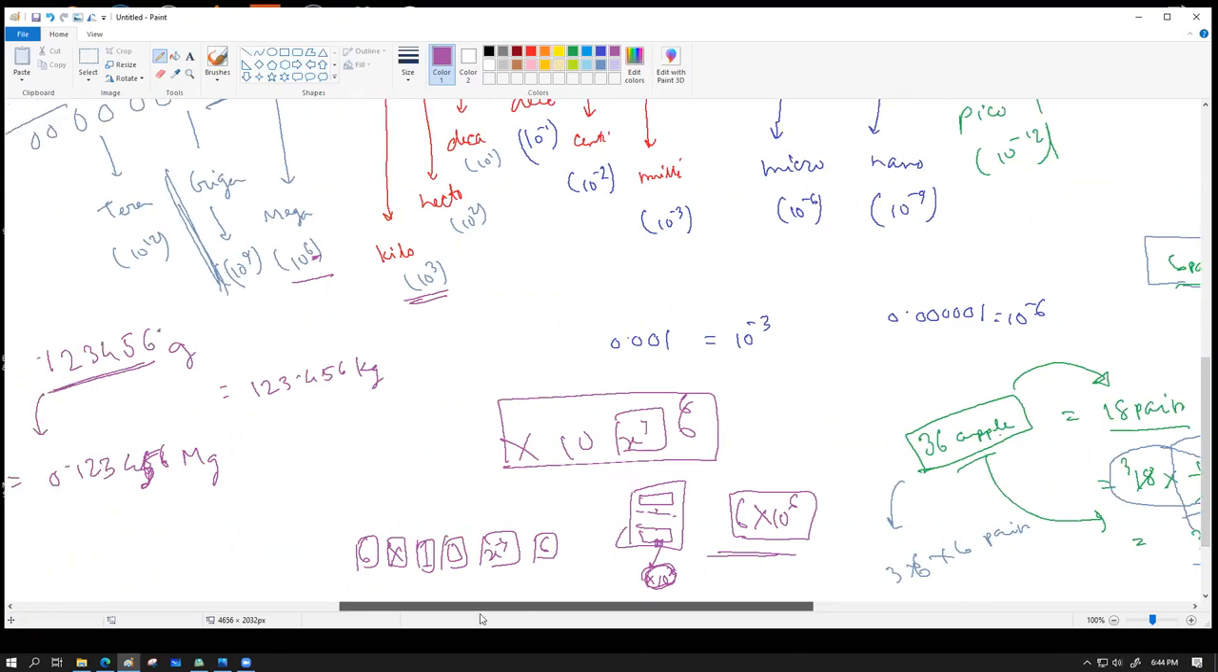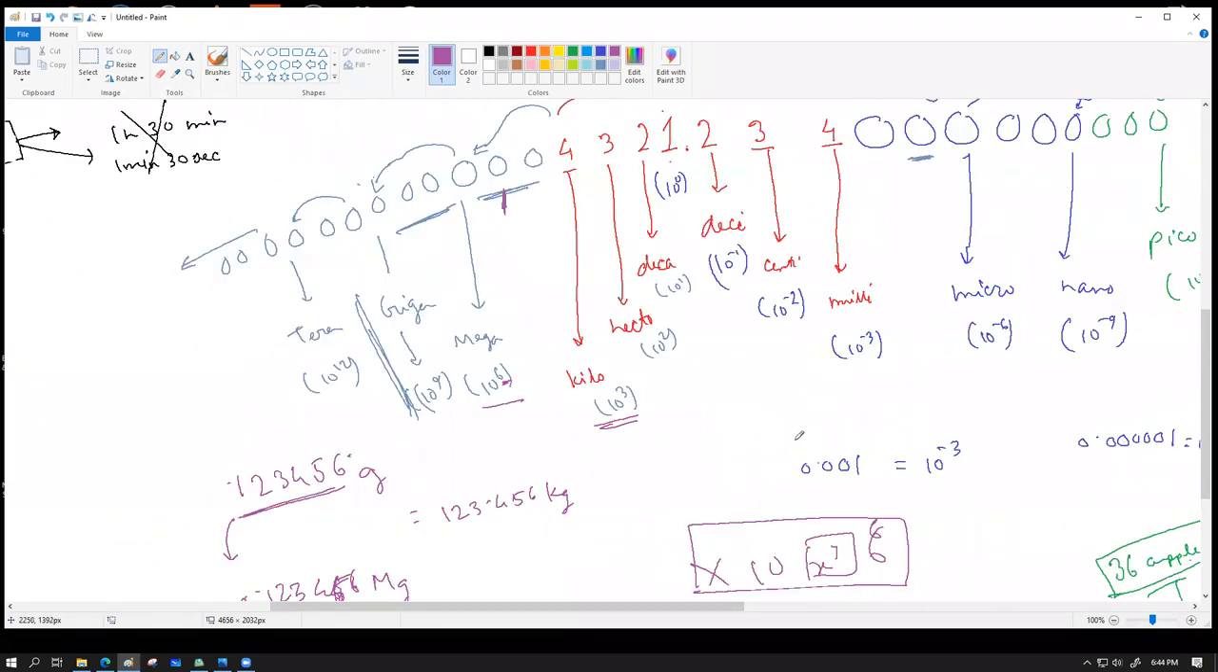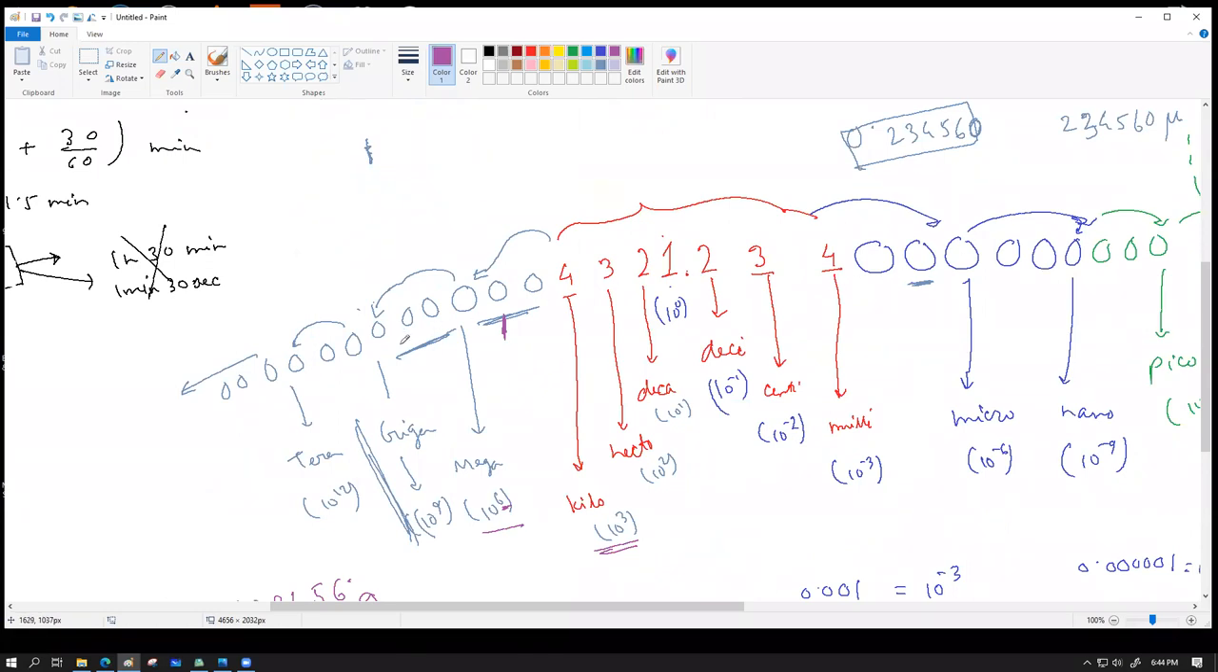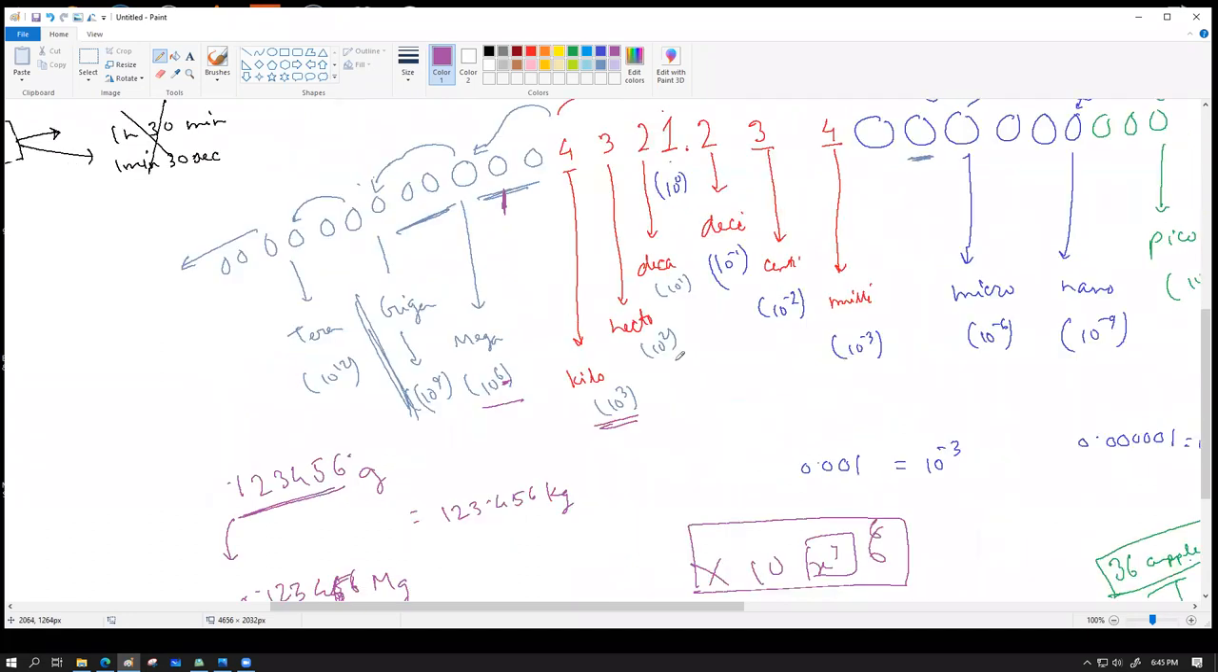This is the reason I usually show the kids this number in this format. Have a look. Here's the decimal point. So if you want to go to the bigger side, you have to move the decimal point to the left. If you want to go to the smaller number, you have to move the decimal point to the right. That's a very simple explanation, because that's how this whole symbolization works. Bigger numbers on the left, small numbers on the right. Understood? Yes, sir.